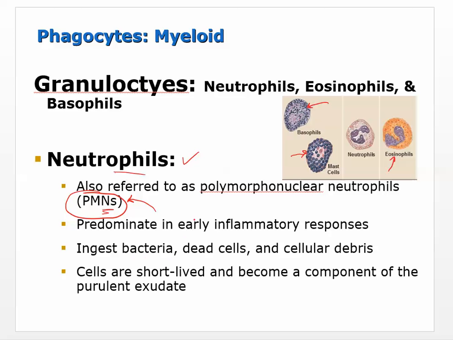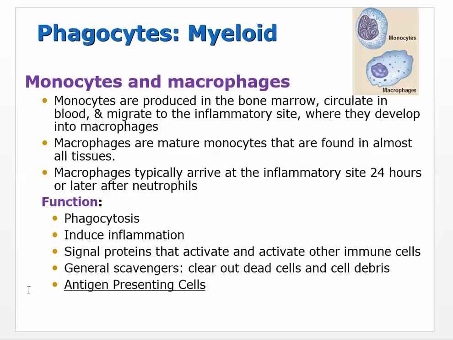They predominate early in the inflammatory response. We've already gone over this. They're the first responders. They ingest bacteria, dead cells, and cellular debris, so they're non-discriminatory about what they ingest or phagocytose. They're short-lived and become a component of the purulent exudate. So in other words, they become pus. All right.